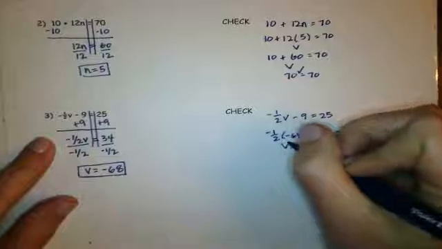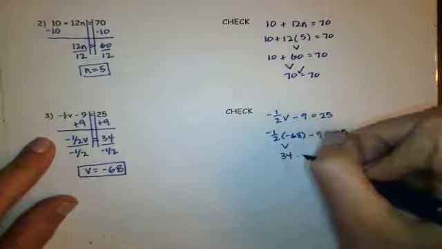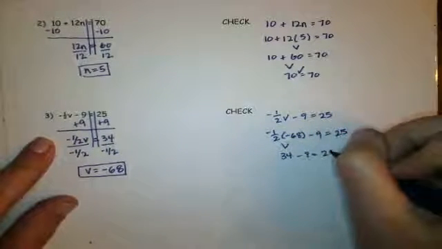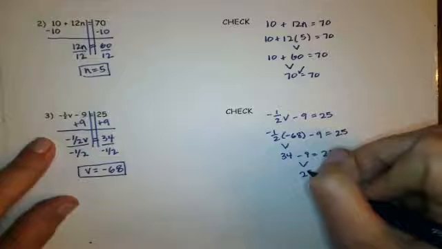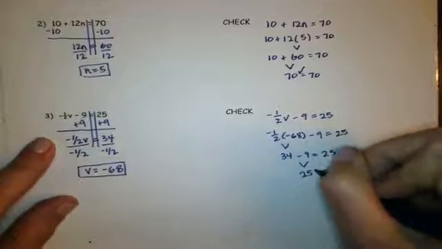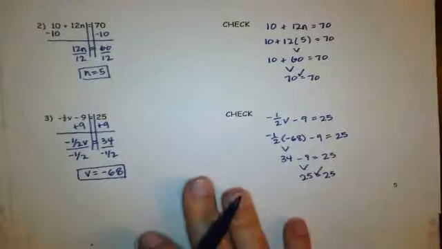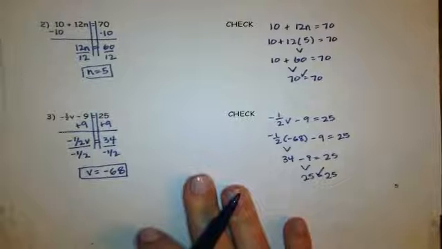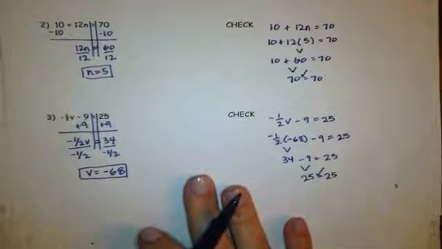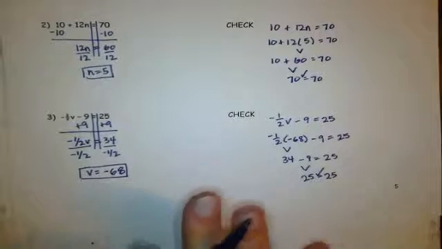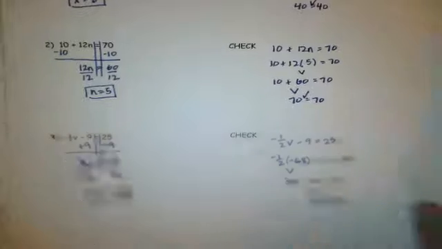-68 times 1/2, negative times a negative is +34. We bring everything else down, and then 34 minus 9 is 25, and it checks. Okay. Please go back and rewind this video if you need to. But otherwise, if you're good, then go ahead and move to page 6.